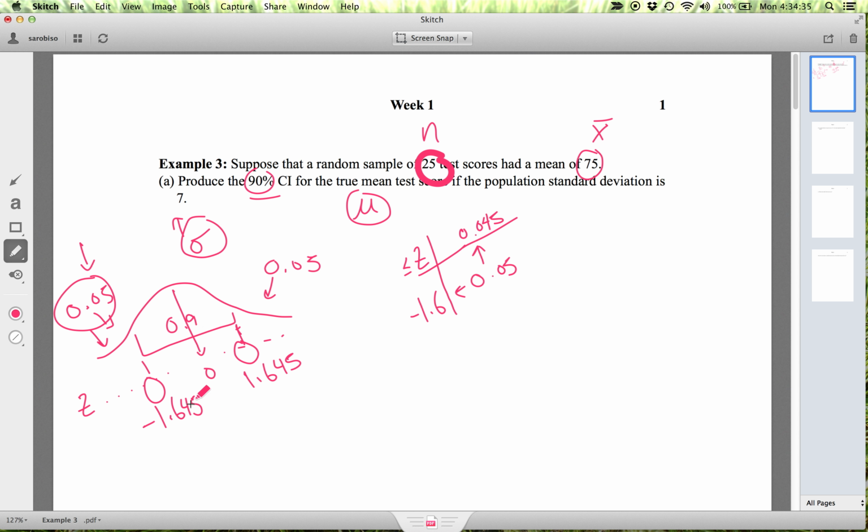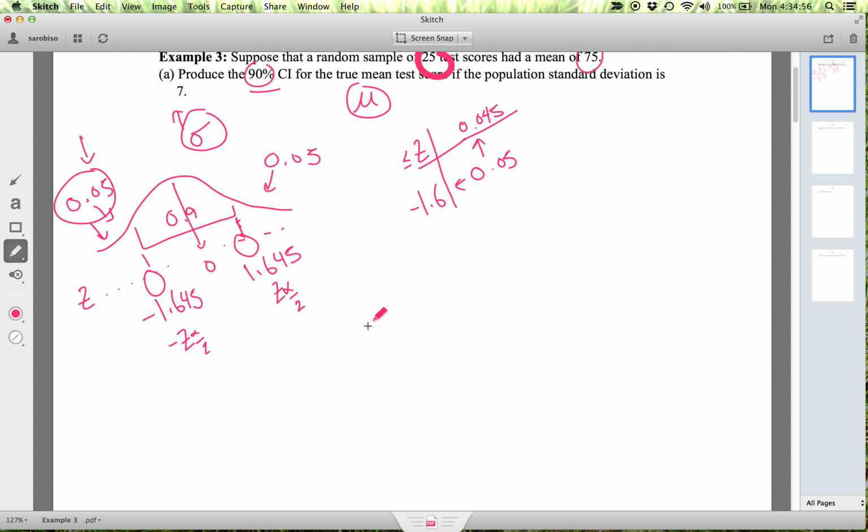Okay, so because these are symmetric, I know that this Z value here is 1.645 in the positive. Okay, so this is Z alpha over 2, that's a positive. This is negative Z alpha over 2. Okay, so I have my two endpoints as far as Z values go. What I would like to do is convert them into X values, okay? So I need to convert these into X values.